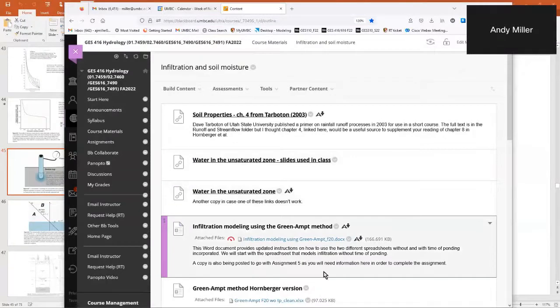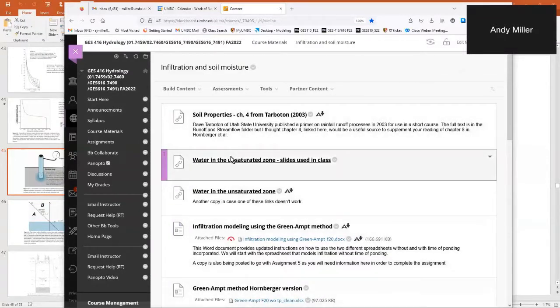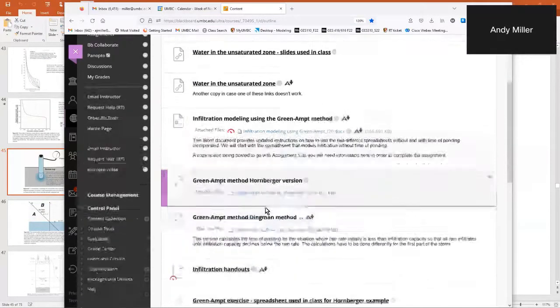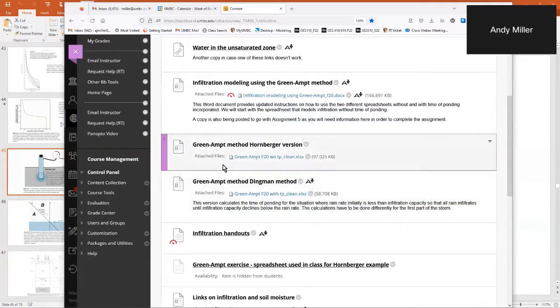Okay, so you want to go to the infiltration and soil moisture page, and then there are two versions of this spreadsheet. It says Green Amp Method Hornberger version. That's Green Amp F20 without TP. I'll explain what all it is. You want to download that and have it handy.